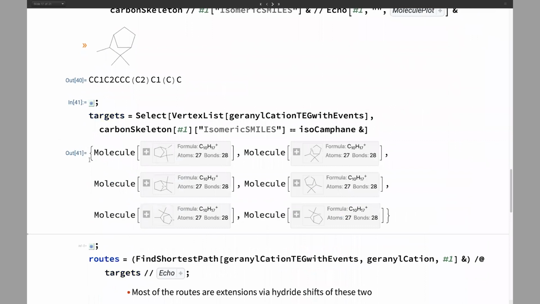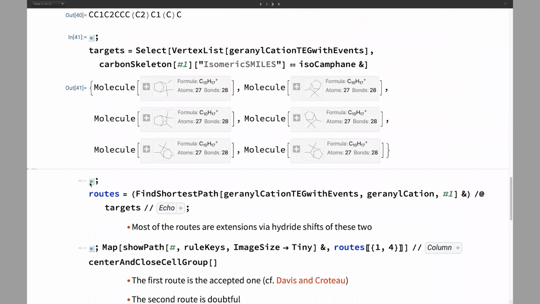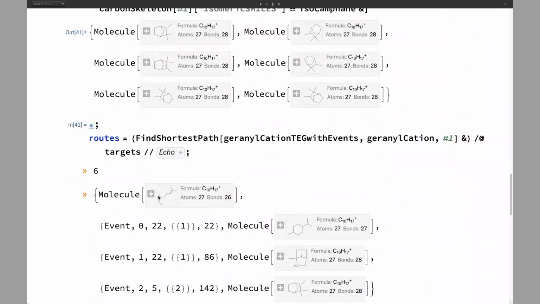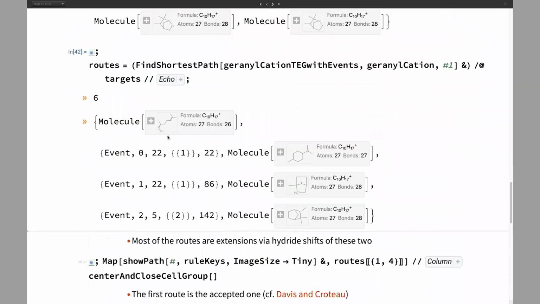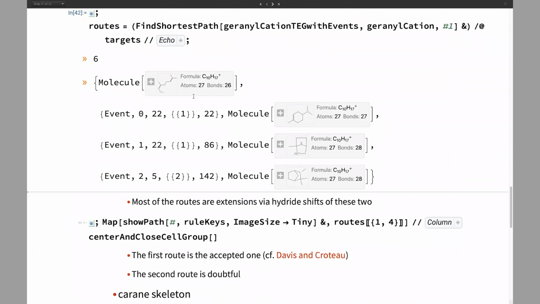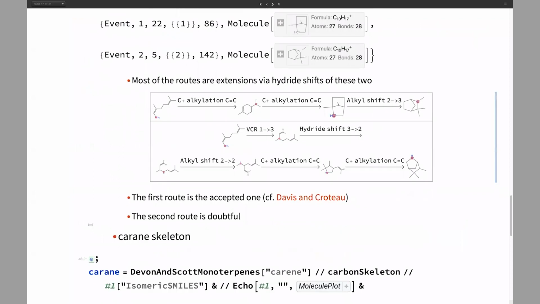And we can find out how it got there, that this particular molecule is represented by these 6 different carbocations, the charges in different places in them. I can get the routes out by finding the shortest path. And we have 6 different paths. Here's the first one. And then graphically, I can show 2 of them. Several of them were just different variations on the same theme.